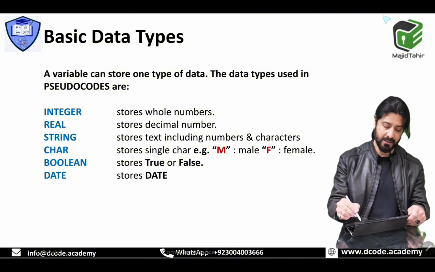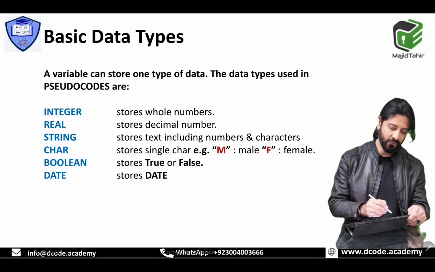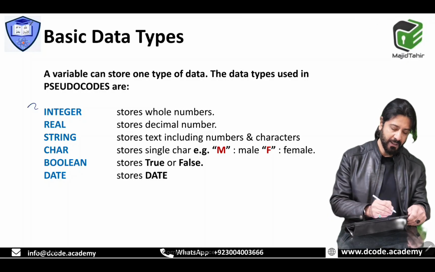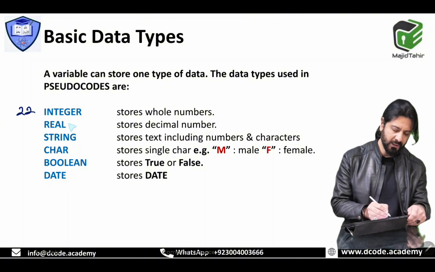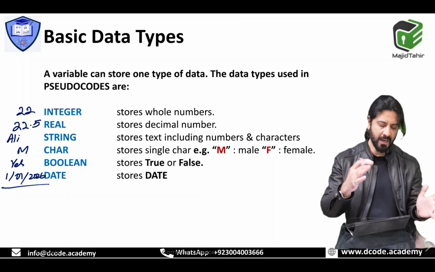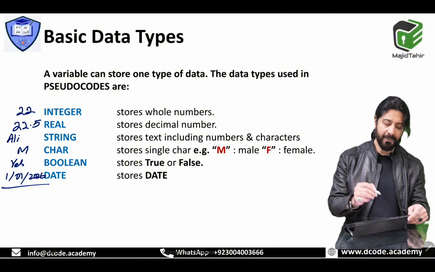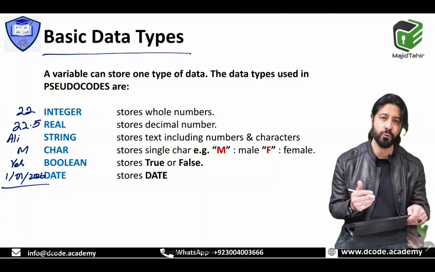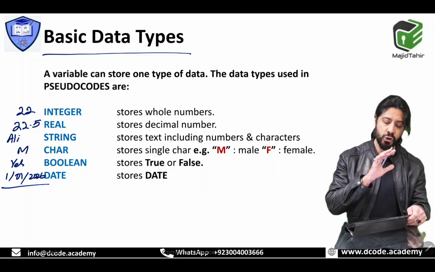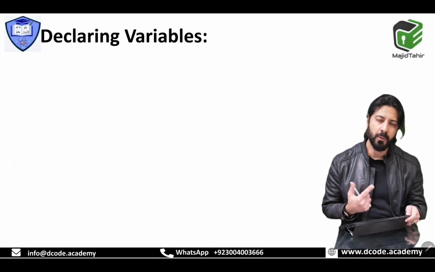Date stores the date. Now let's see, for example, the values. Integer can be any whole number, 22 can be an integer. Real can be any decimal number, 22.5. String can be a name, Ali. Char can be M. Boolean can be yes or no. Date can be 1, 20, 26. So you see this type of data can be stored in these data types. So with basic data types, when you're making a variable, you have to tell the computer what kind of data it is going to store.